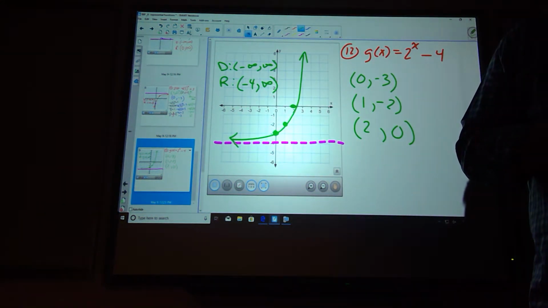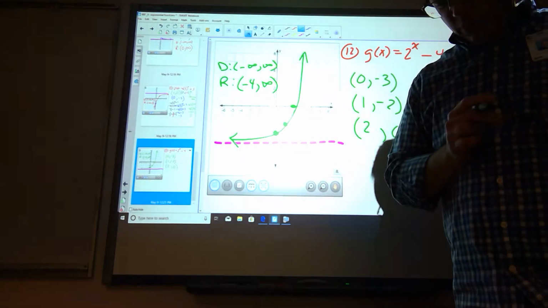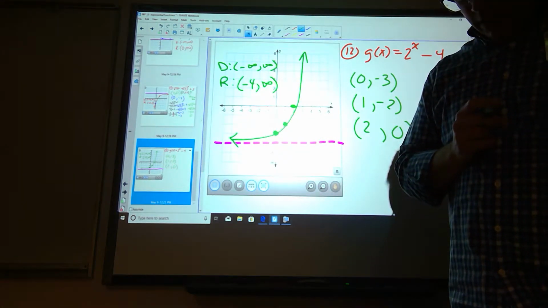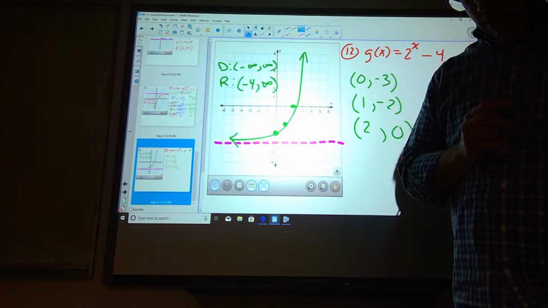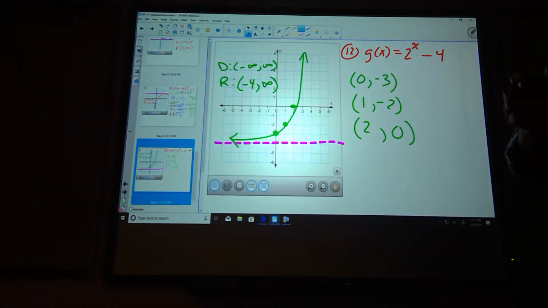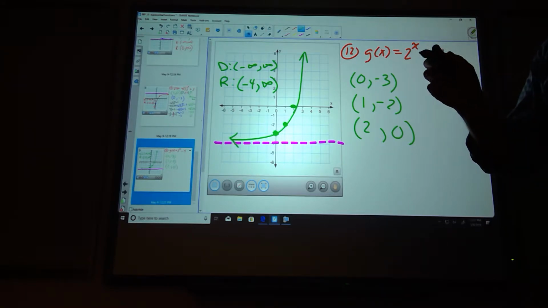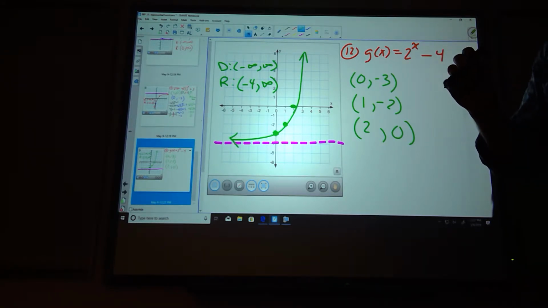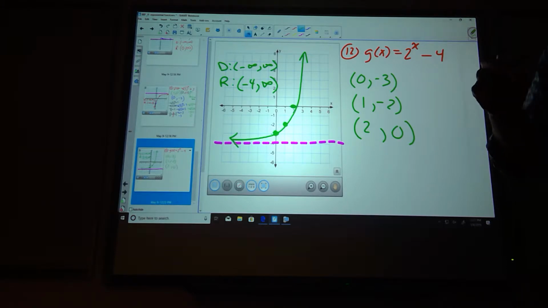13 and 14. We already did 13 yesterday. So look at 14. The only difference about number 14 is the asymptote moved down. So on number 14, the g at x equation is 0.5x, and that looks like the asymptote moved down to -2. That's good.